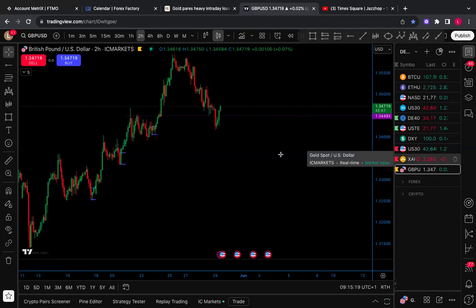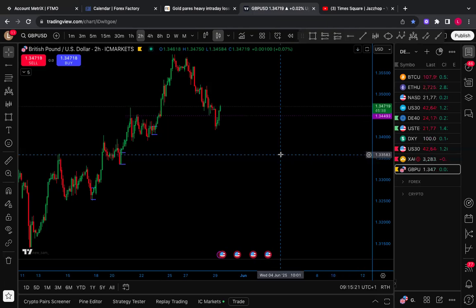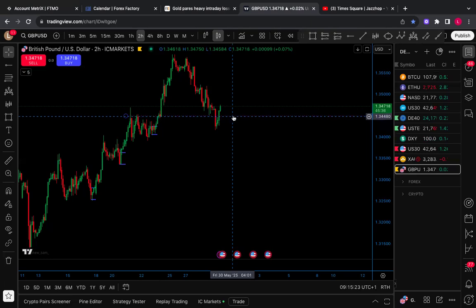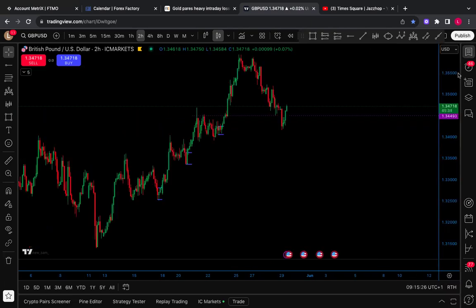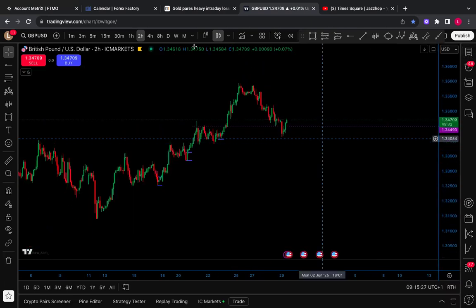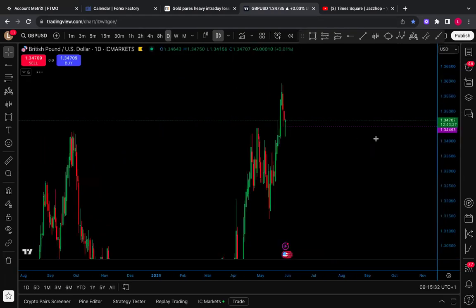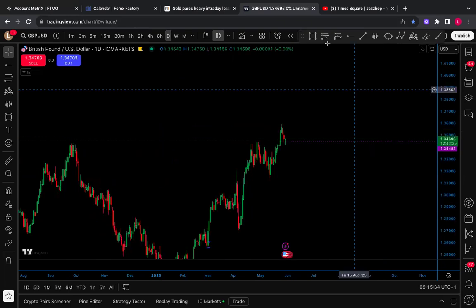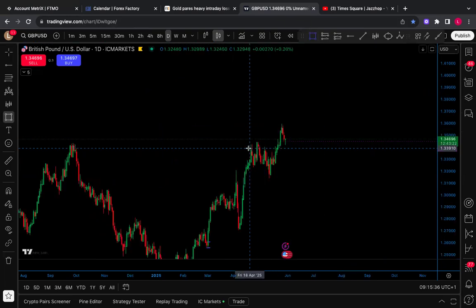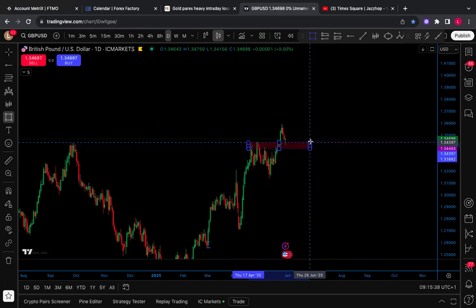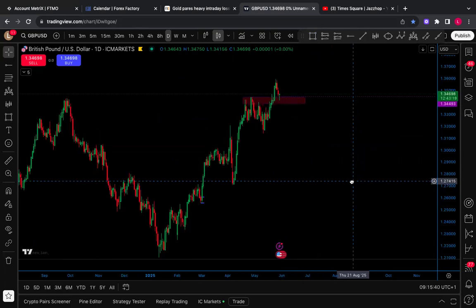So let's see if you take this to the daily time frame, just to see what we're talking about. So the daily, well, see if you properly zoom it out a little bit.